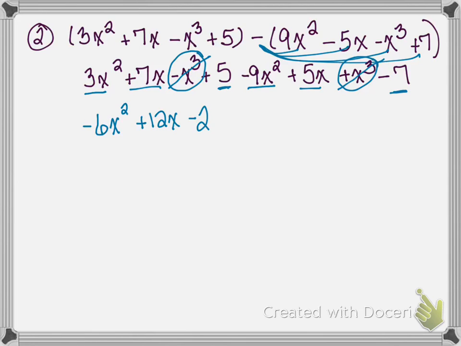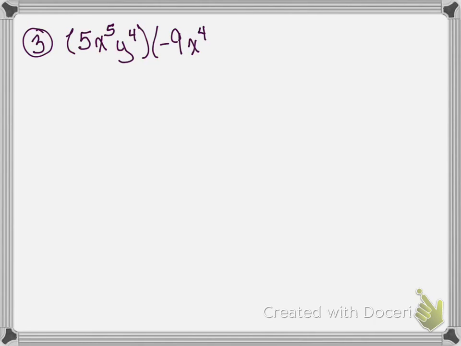Okay? Now, we've been adding and subtracting, and then in number 3, we go back to multiplying. And a lot of students miss this one because they try to do more than what it's asking them to do. Okay, so I have 5x to the 5th, y to the 4th, and then negative 9, x to the 4th, y to the 1st, okay? So I'm not adding anything there. All of this is multiplication, okay?